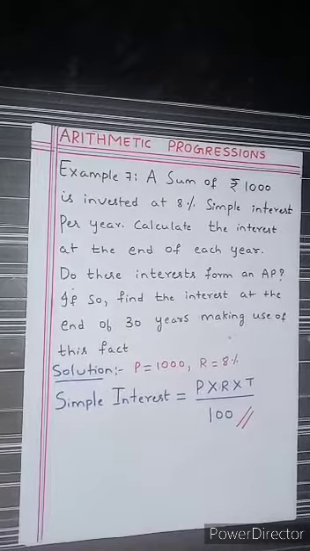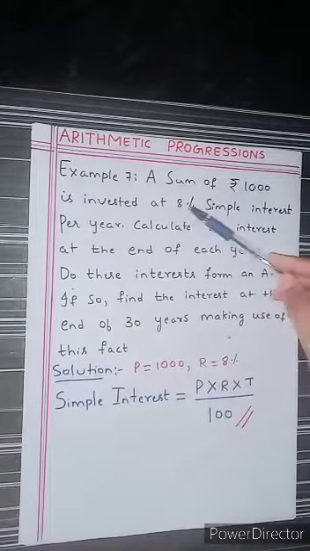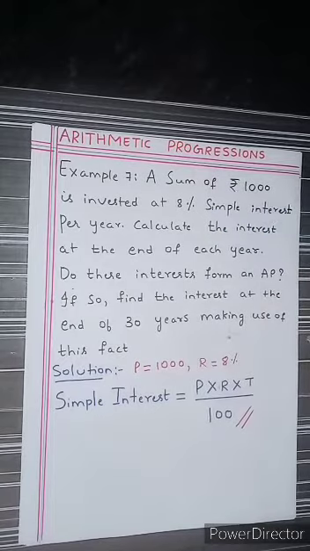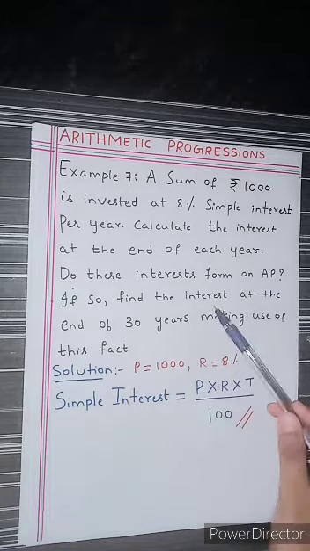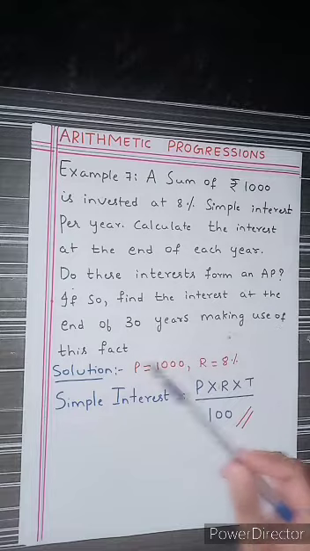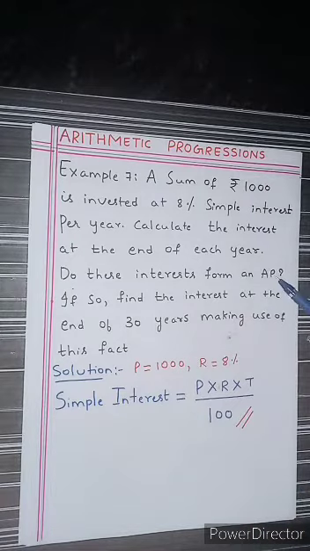So the question is something like this. A sum of rupees 1000 is invested at 8% simple interest per year. That means rupees 1000 is invested at 8% interest rate. Calculate the interest at the end of each year. So we have to calculate the interest at the end of first year, second year, third year and so on. Do these interest form an AP? We have to check whether these interest form an AP or not. If so, find the interest at the end of 30 years making use of this fact. That means if they form an AP, we have to find the interest at the end of 30 years making use of all the given hints.